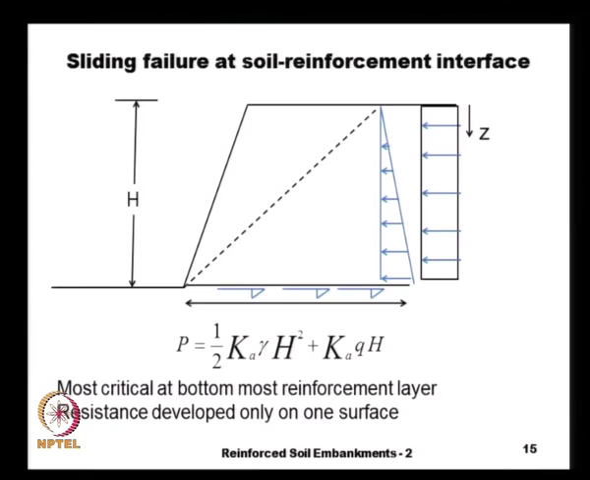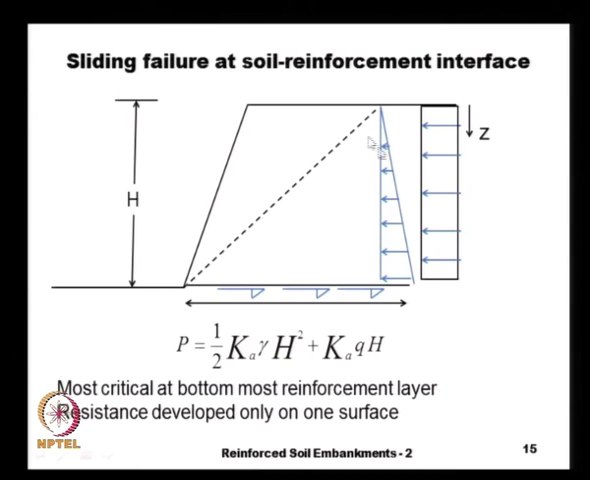Apart from checking for the reinforcement rupture and the pull out, we also need to look at some other modes of failure. Let us say that this entire length of soil slope behaves like a rigid body, and it is subjected to lateral earth pressure from behind. That is, one is because of the self weight of the soil that has triangular pressure distribution, and the other because of uniform surcharge that has a rectangular pressure distribution.